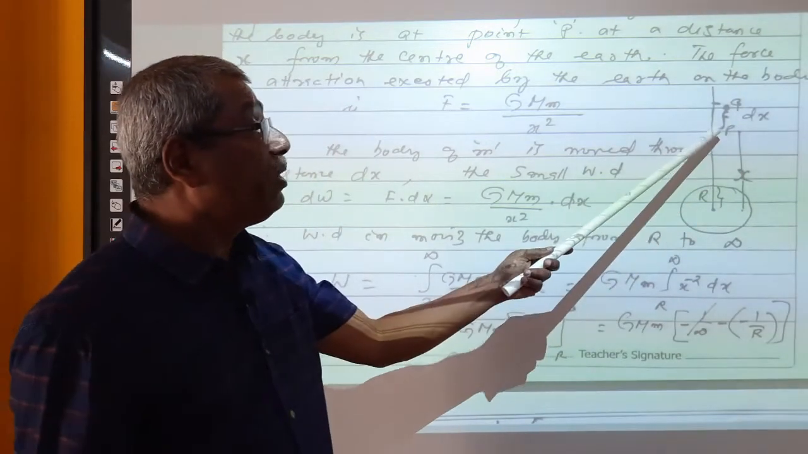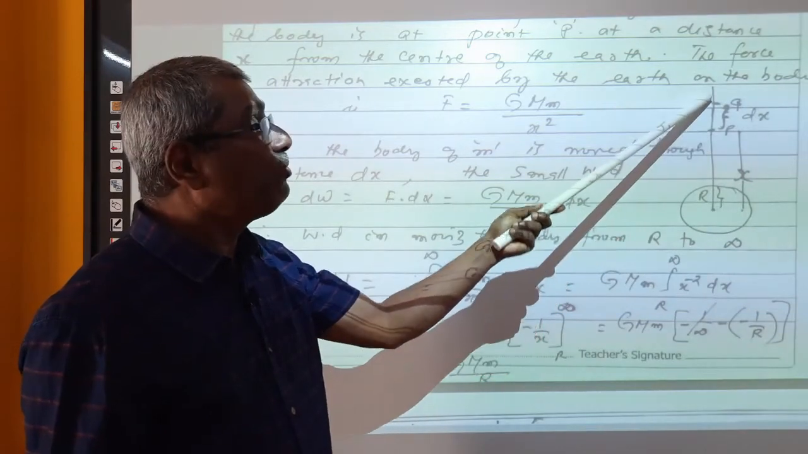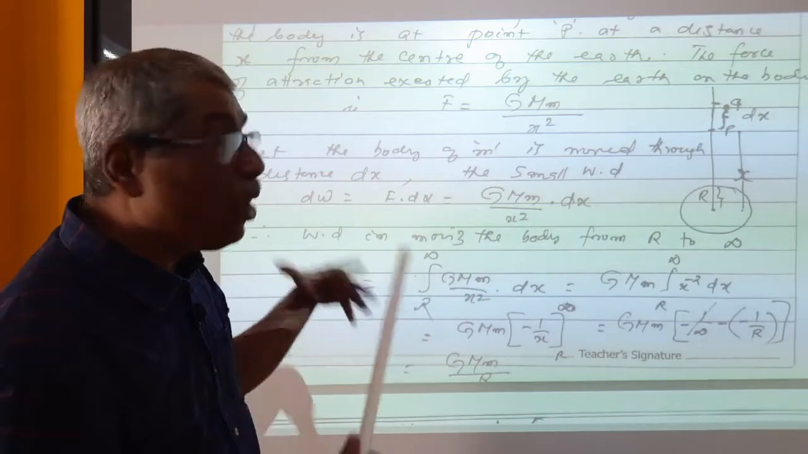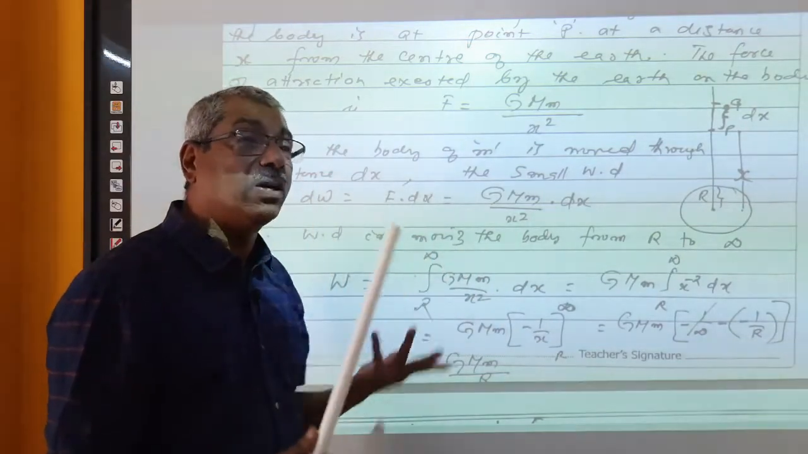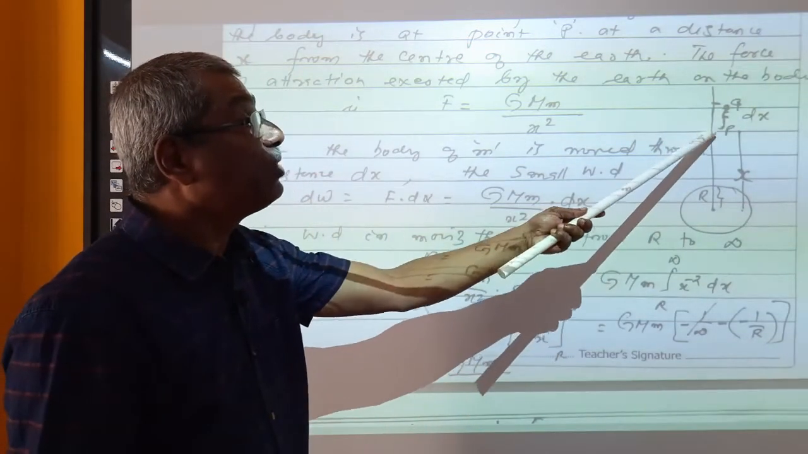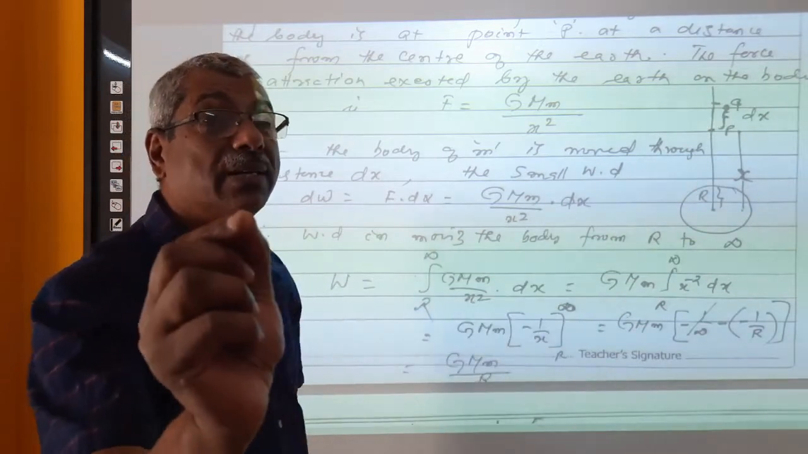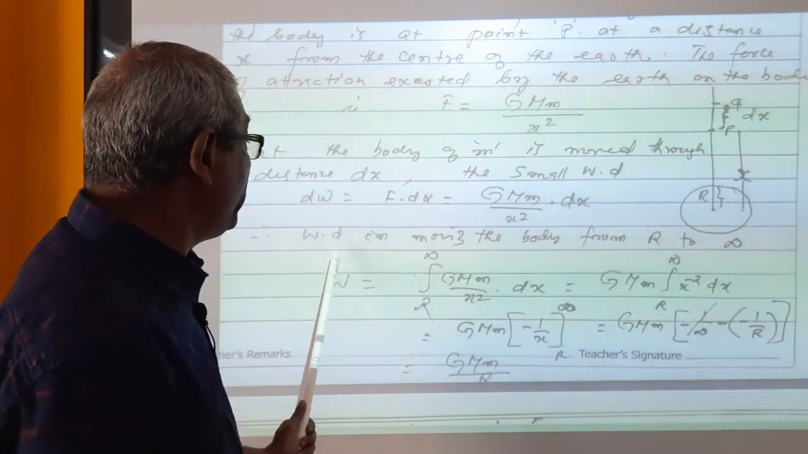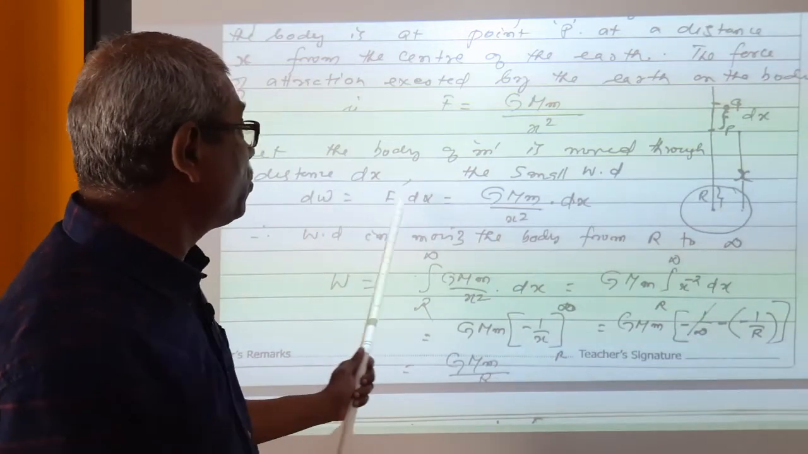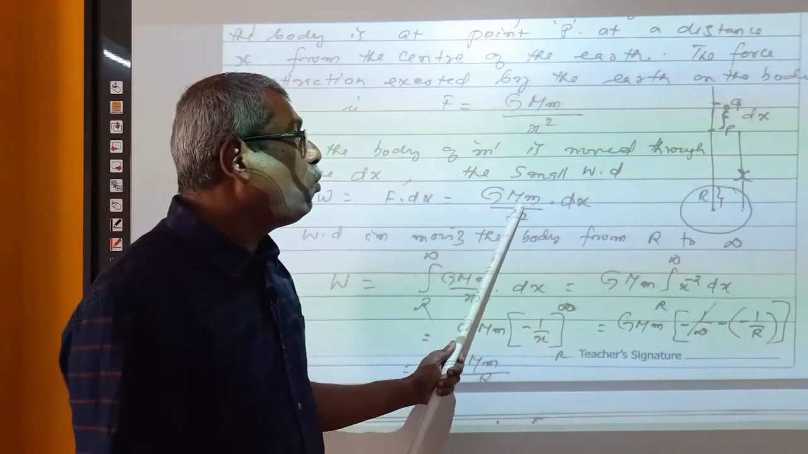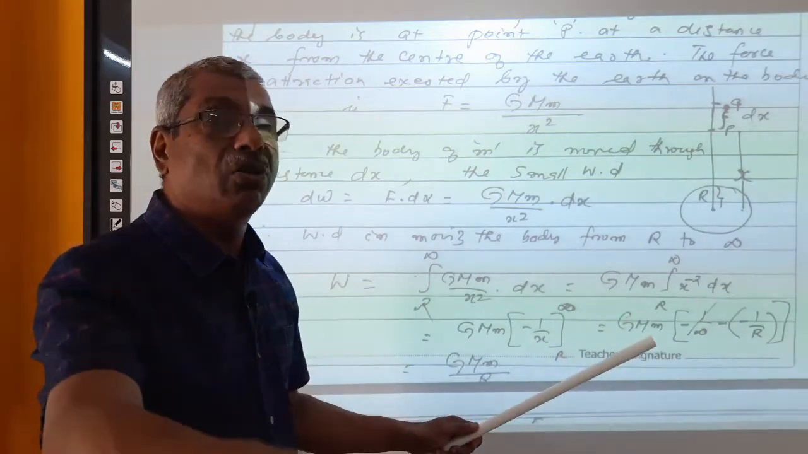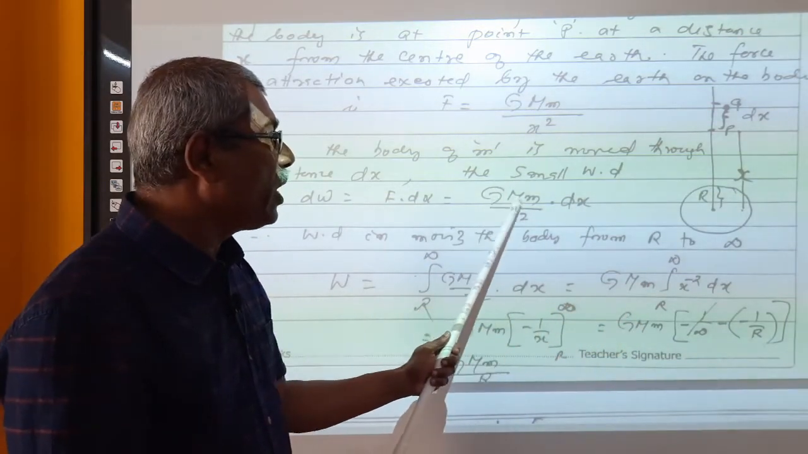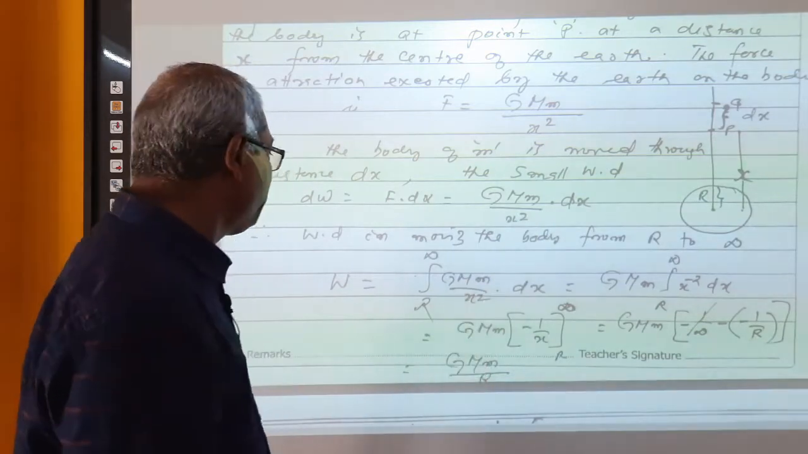That work is actually stored in the body as a positive energy. So suppose the body of mass m kept at point P is shifted through a small distance dx, the small work done is equal to what is called dW. dW is equal to F dx, which is force into distance. What is the force? Gravitational force of attraction. Force into displacement. Force is G M m divided by x square into dx.